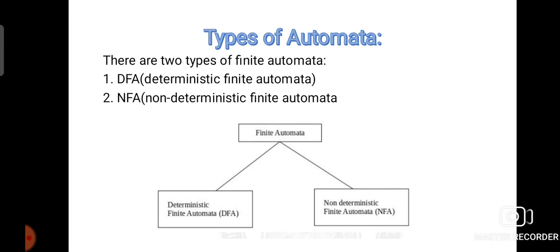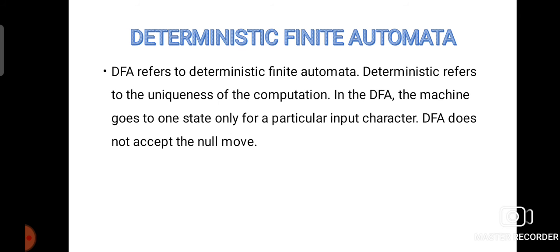Now we can see the types of automata. The automata machine can be divided into 2 types: DFA, deterministic finite automata, and NFA, non-deterministic finite automata. Let us see the features of deterministic finite automata. Deterministic means it refers to the uniqueness of the computation. That is, the system will move from one state to another state by consuming a particular input character. Another important feature is that in deterministic finite automata, the system will not perform the state transition by consuming the null symbol.